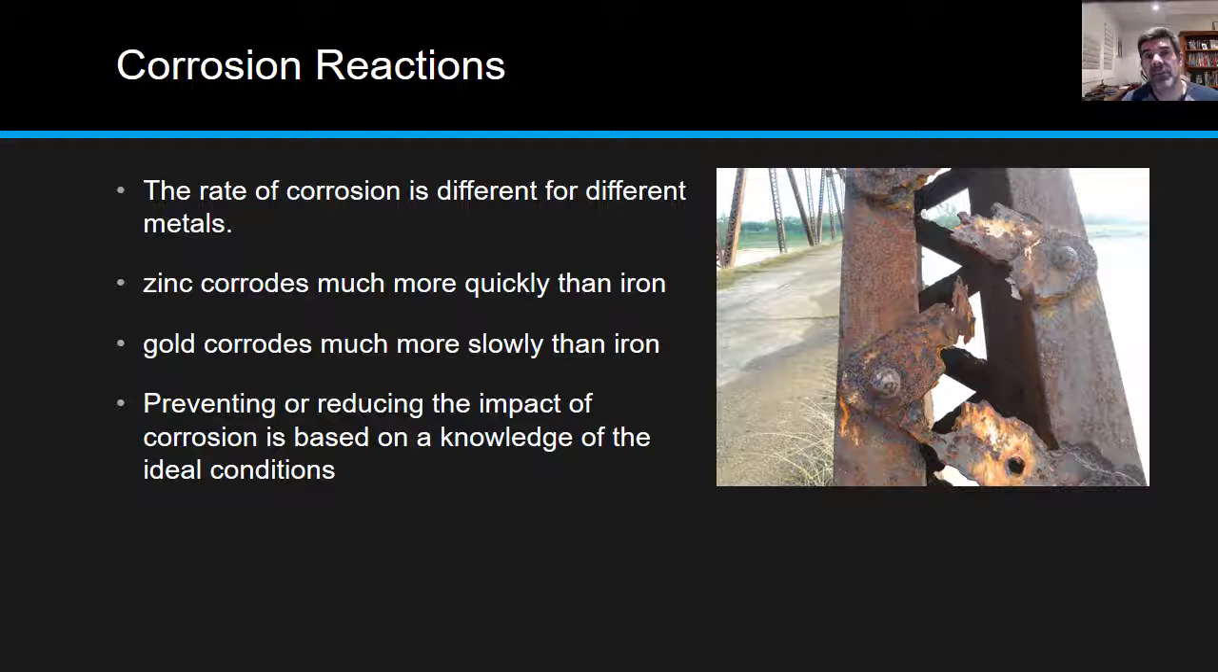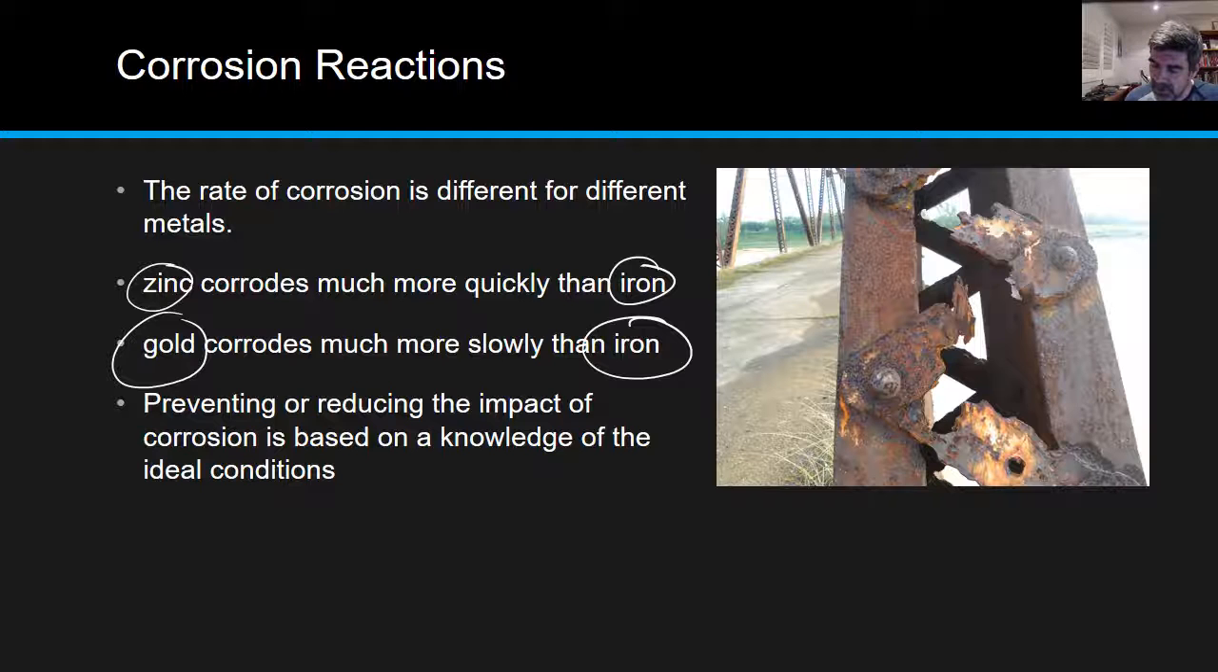When we look at different types of metals, we find that the corrosion rates are very different. And it's not just the type of metal itself. Zinc is more reactive than iron, and therefore it will corrode more quickly. Gold is less reactive than iron, and it corrodes much more slowly. But the conditions that each of these materials is in can actually affect the rate of corrosion.